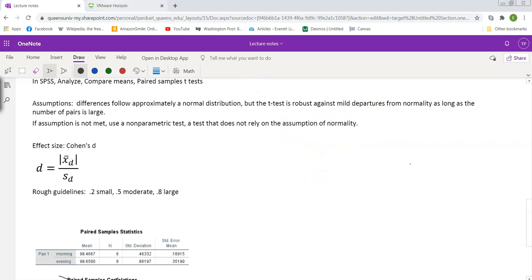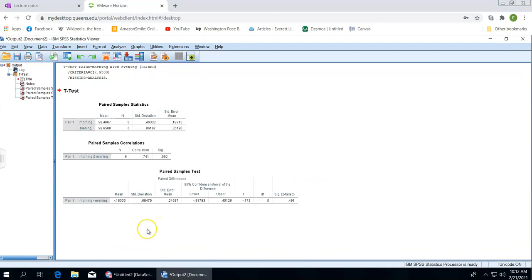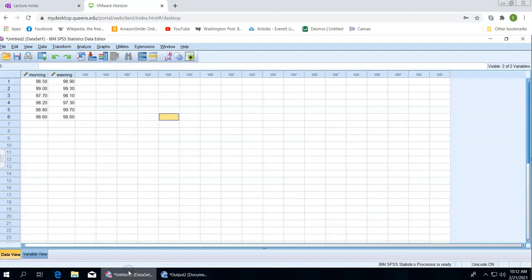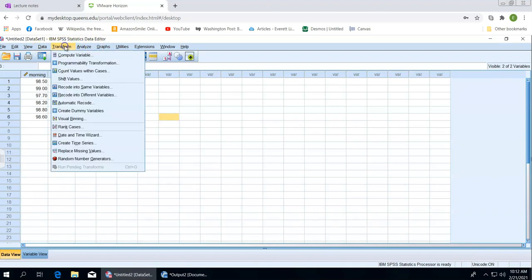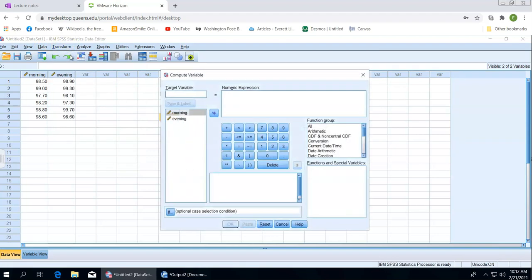So what we really should do is compute these differences, and I'm going to do this now. Under Transform, Compute Variable, I'm going to compute the differences as morning minus evening.